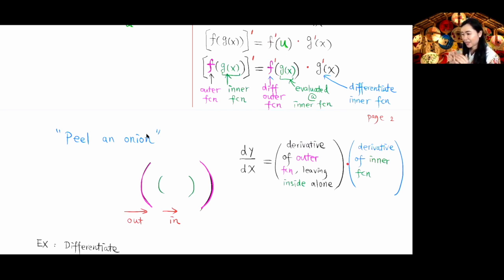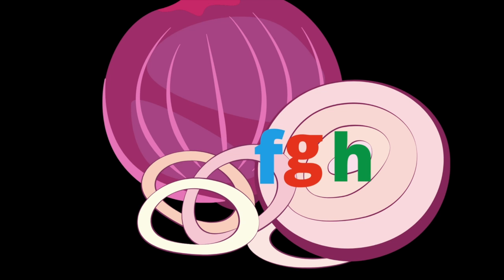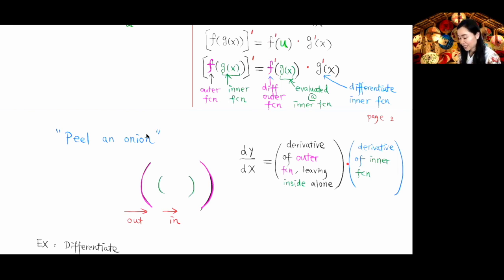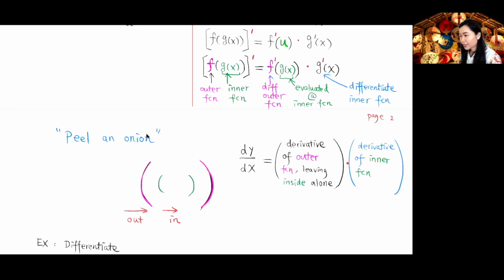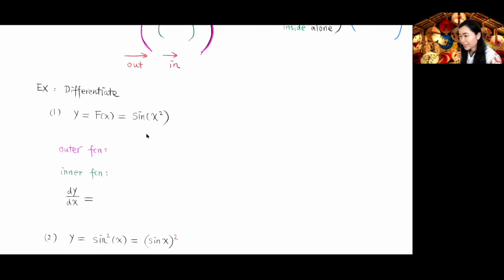Sometimes the onion has 3 layers, right? So we'll continue that way. Start from outside to inside. Okay, now let's use some examples. So we're going to differentiate this function over here. This is a composition of 2 functions. Okay, let's think about what's the outer function. What's the outer function? Anyone?